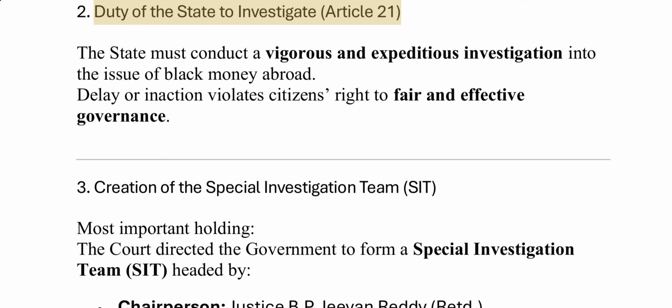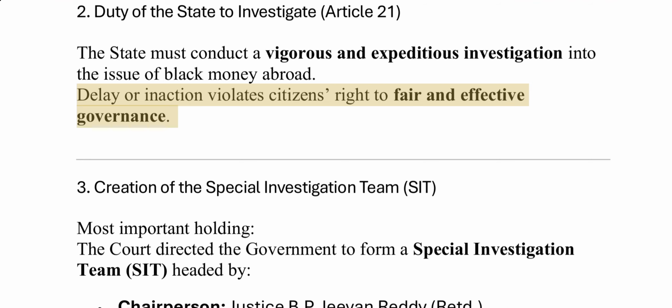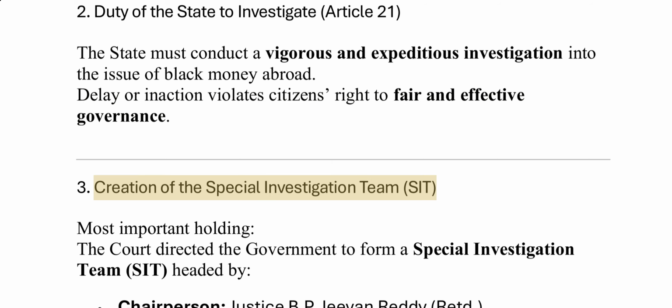2. Duty of the state to investigate, Article 21. The state must conduct a vigorous and expeditious investigation into the issue of black money abroad. Delay or inaction violates citizens' right to fair and effective governance. 3. Creation of the Special Investigation Team, SIT.